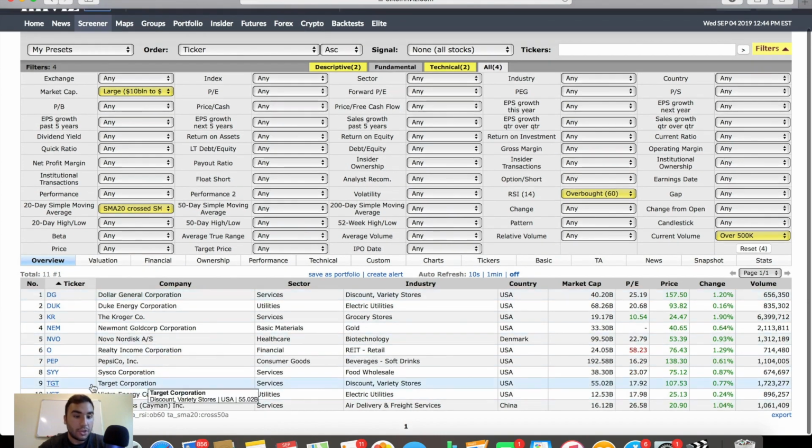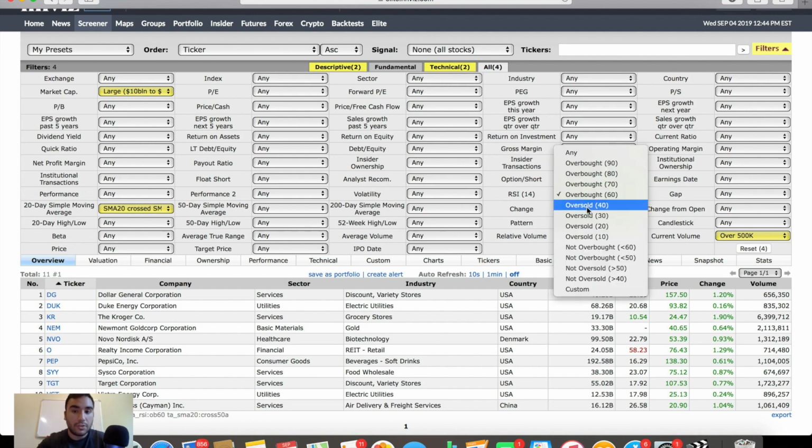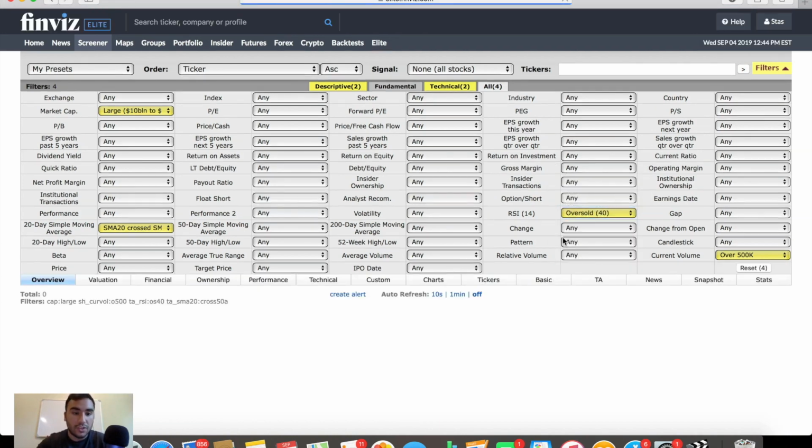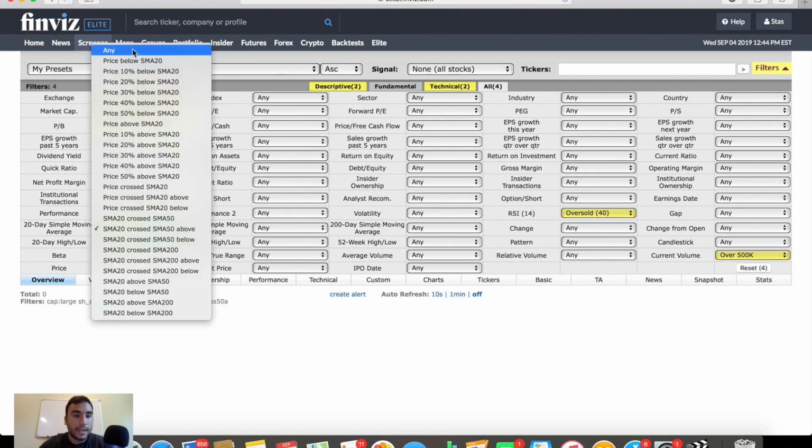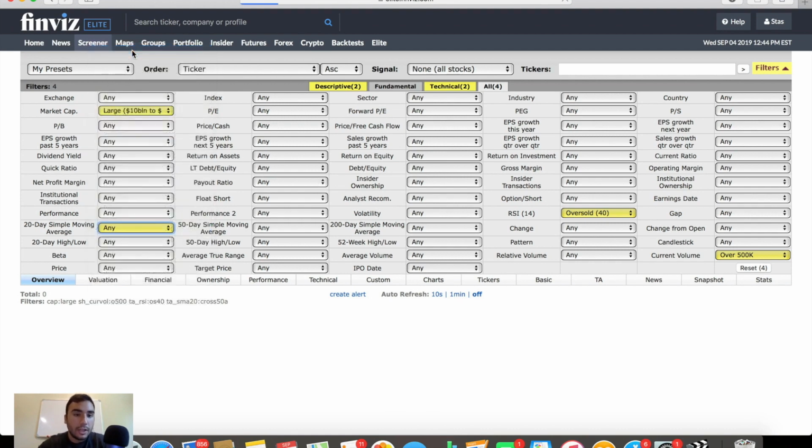We have one page here: Target, PepsiCo, Realty Income, Kroger, Duke Energy, Dollar General. So these are stocks that I'd throw into the Thinkorswim charting software, or again, whatever charting software I'm using, and I'd sift through these and see if there are any opportunities. So let's go back to oversold, see if anything comes up. Nope. And that's pretty cool, right, guys? There's a bunch of different things you can do here.